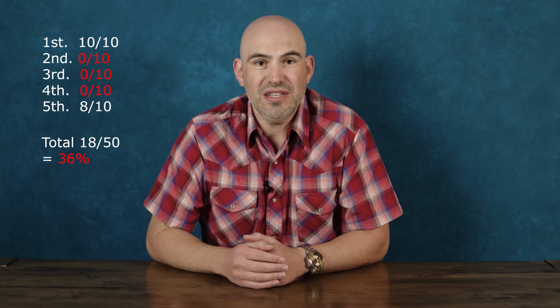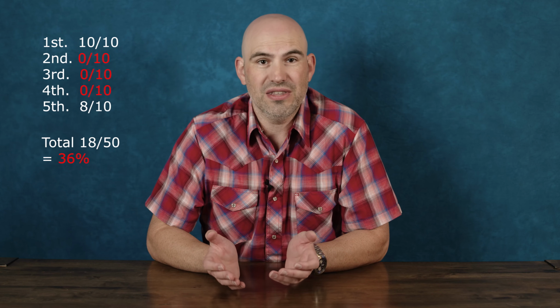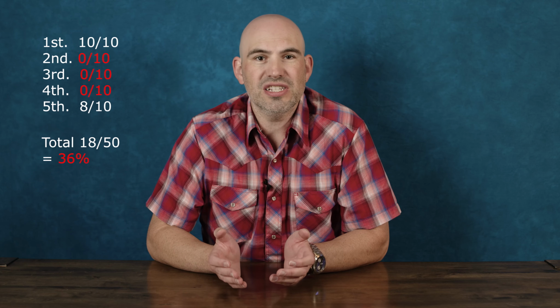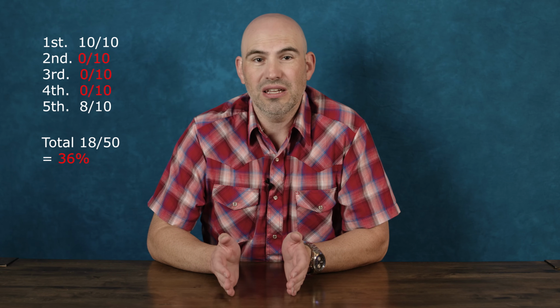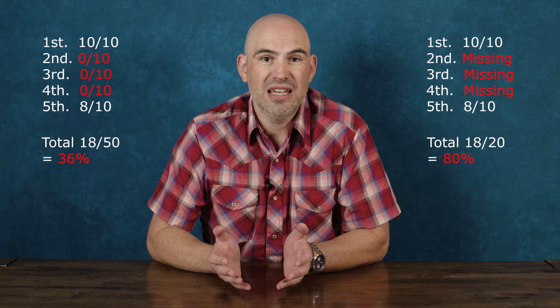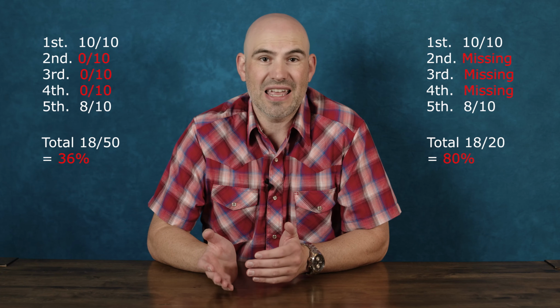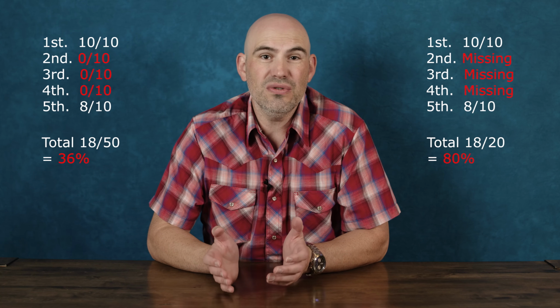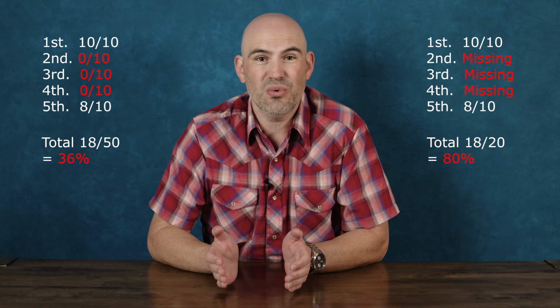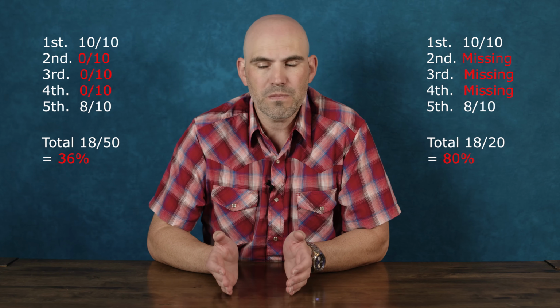If we look at their score, this is an 18 out of 50, which is 36%. They have failed this class. But if we just take the 18 out of 20, which is what we have from the student, they now have a B in the class, an 80% in the class. That's a huge difference, an F or a B. So what does this student get?